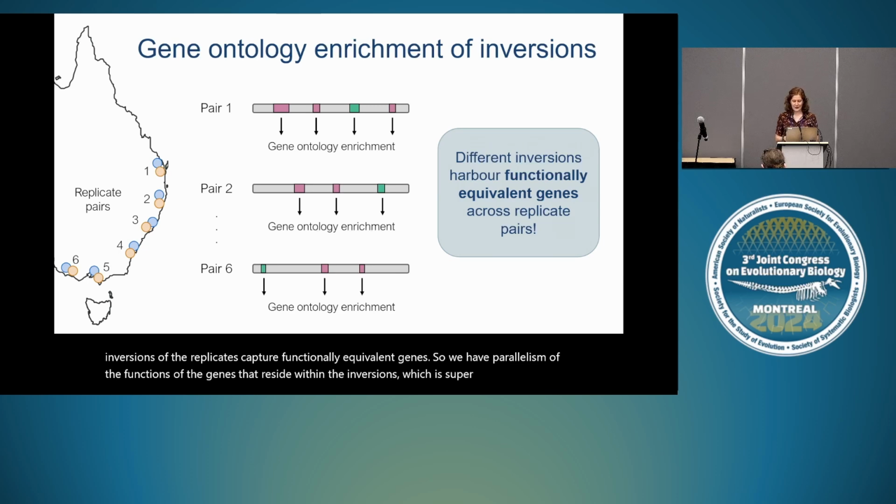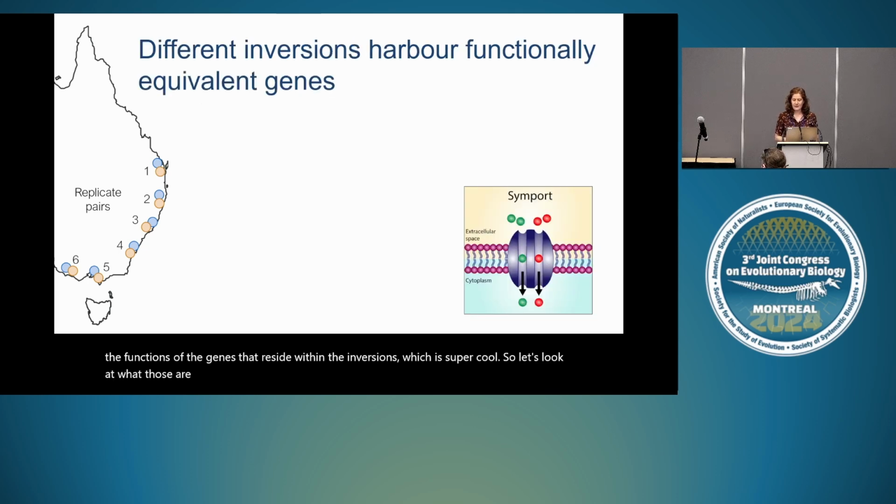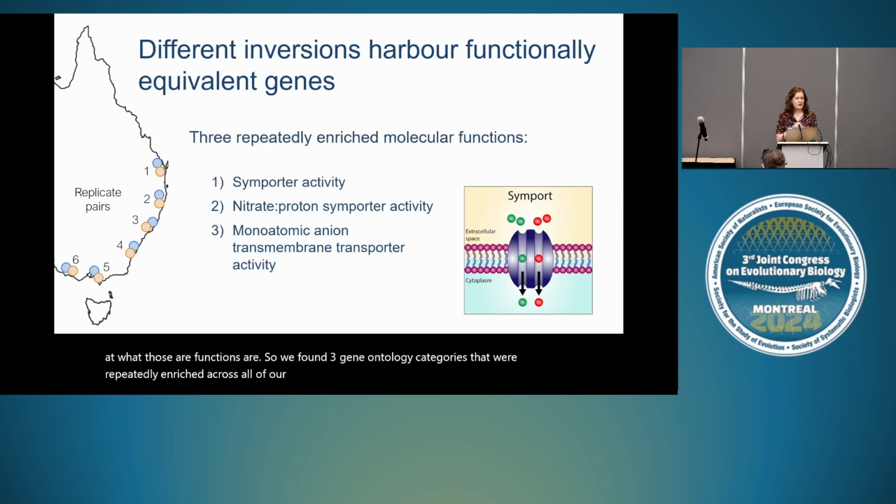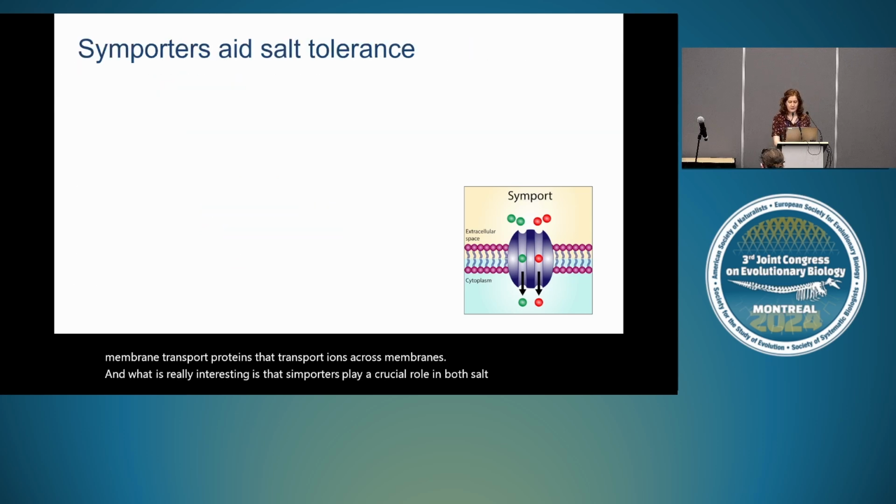So let's look at what those functions are. We found 3 gene ontology categories that were repeatedly enriched across all of our replicates, and they all have to do with symporters, which are membrane transport proteins that transport ions across membranes. And what is really interesting is that symporters play a crucial role in both salt tolerance and gravitropism.